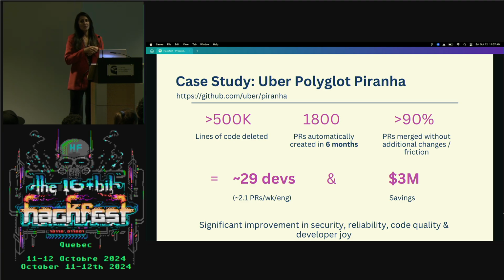Let's say you're paying those 29 developers $100,000 a year. That's $3 million in savings. And essentially, it helped us reduce our attack surface. Again, I spent less time having people delete or update libraries or figure out the critical risks when there's no dead code in the environment.